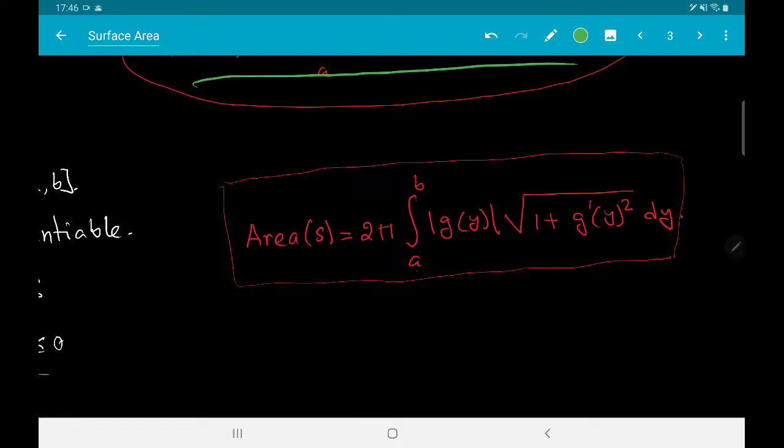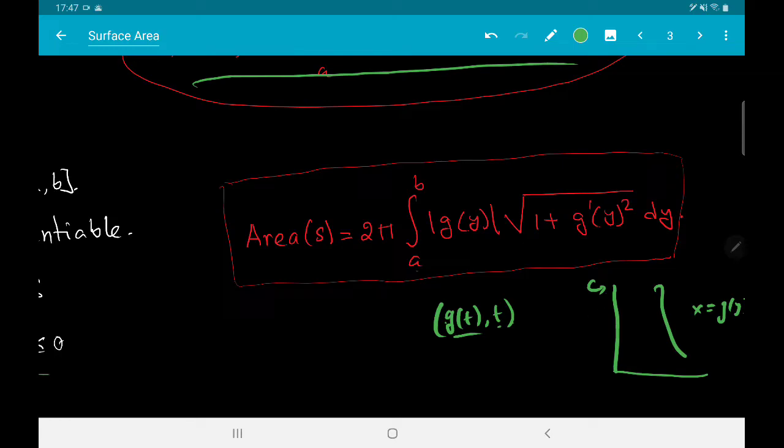So how do we get to this formula? Here an arbitrary point is given by g of t comma t. We have assumed that g is continuously differentiable, so is t. So our situation applies. We are revolving our graph x equal to g of y about the y-axis.